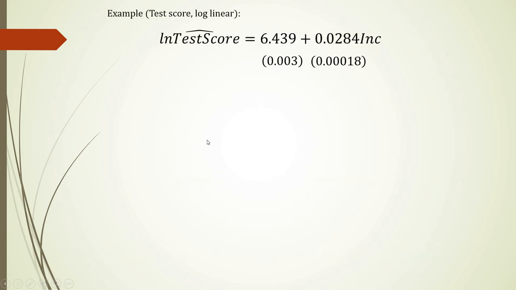Okay. One more example. For test scores, log linear, because we missed it, because over there it was with age and income. So if we have the log linear model, in this case, a unit measure of income will cause the changes in test scores by 2%, 2.8%.